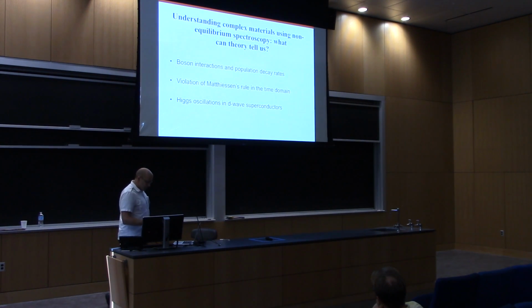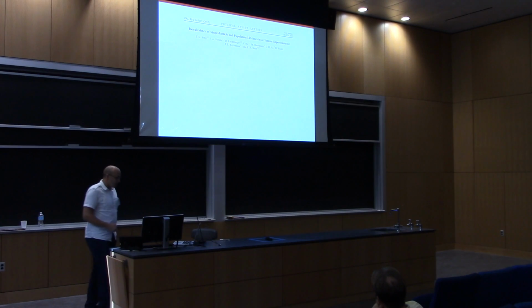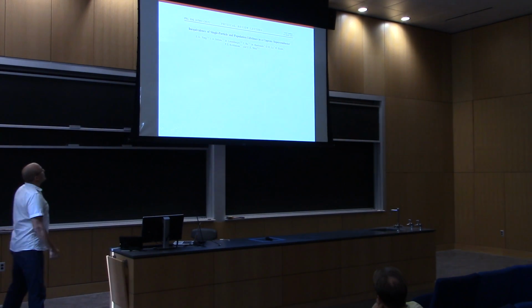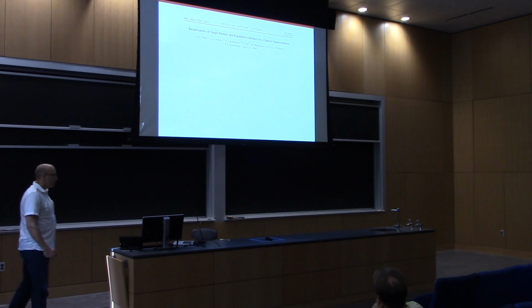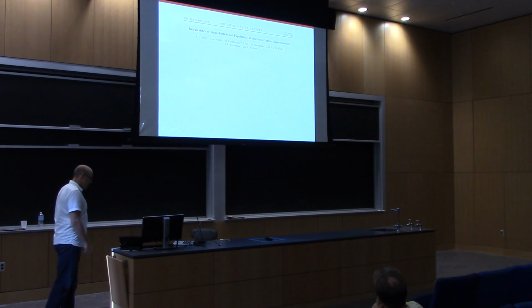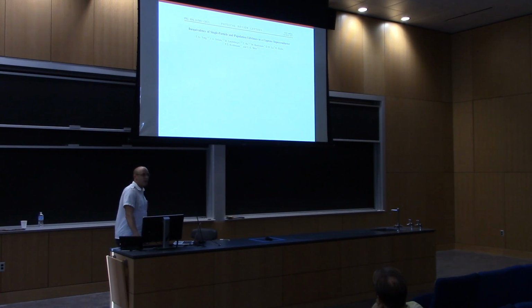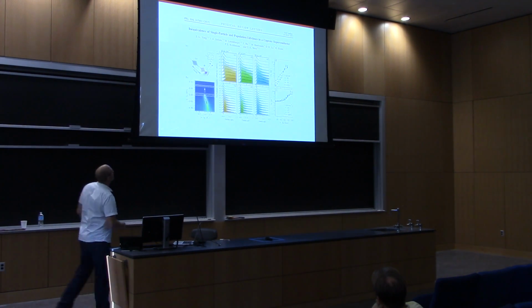That was the story for a time being. And then along came this nice work from the Stanford group, where what they did is they compared what you would get for the lifetime if you did equilibrium ARPES, where you look at the MDC linewidth and see what the lifetime is from there, and you compare this to the population decay rate at roughly the same energy. Here's what they found.